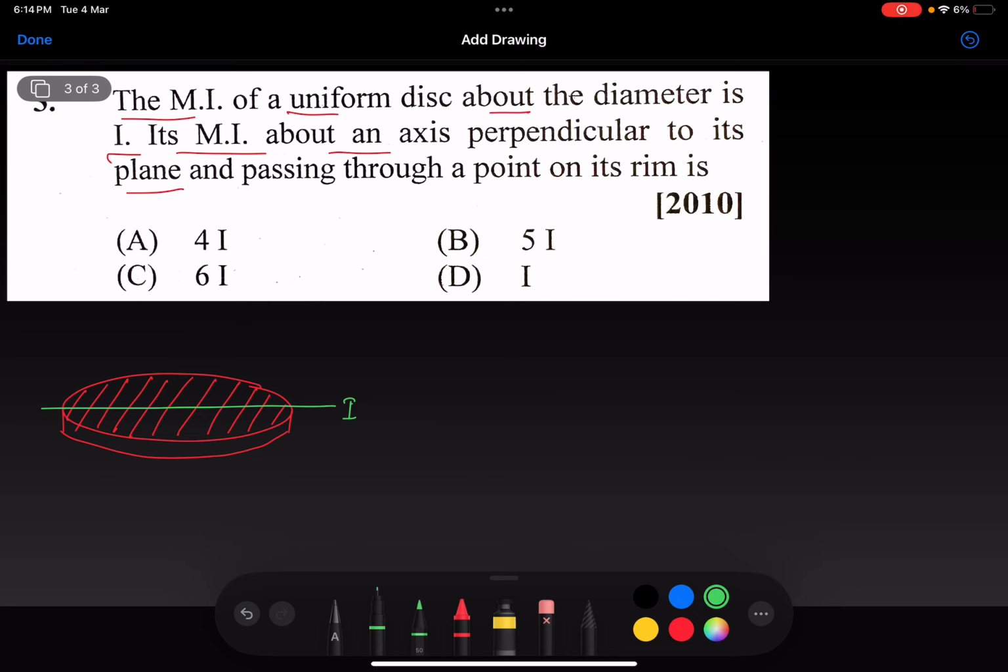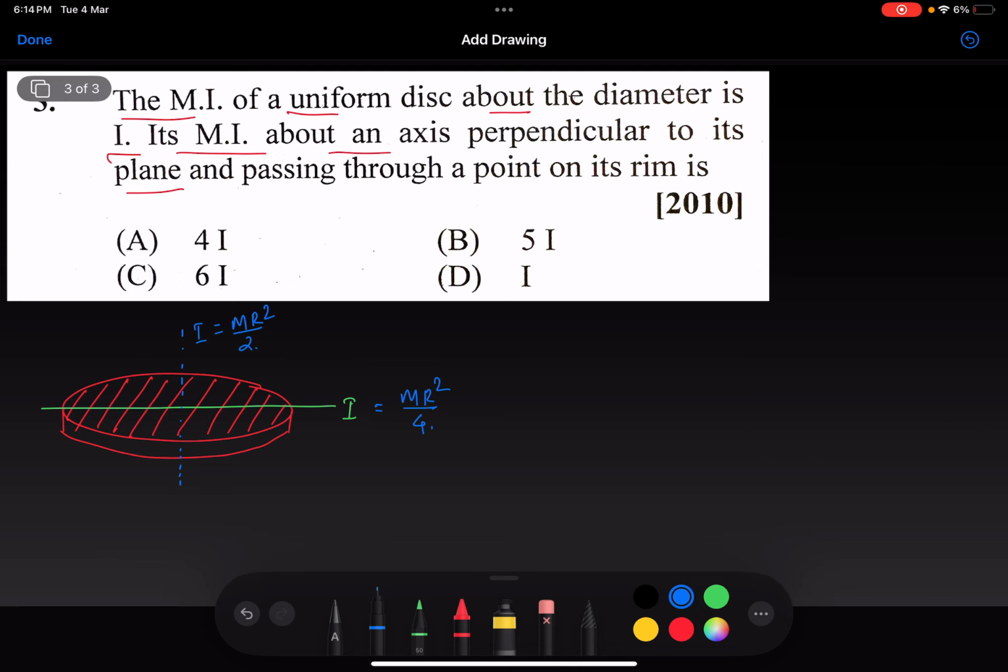Okay, and we know that if the axis is passing through the center of mass and perpendicular to the plane, about this axis the moment of inertia is mr square by 2, where r is the radius here. Now if the axis is along the diameter, the moment of inertia about this axis will be mr square by 4.